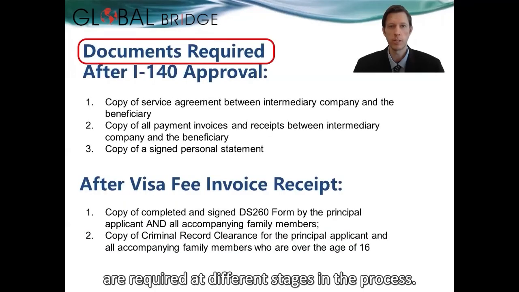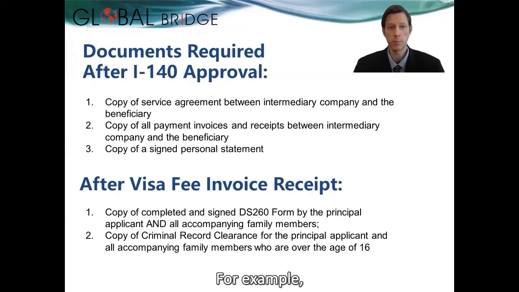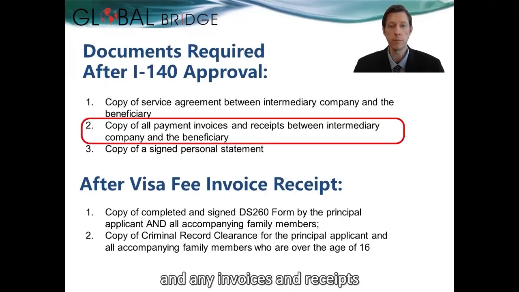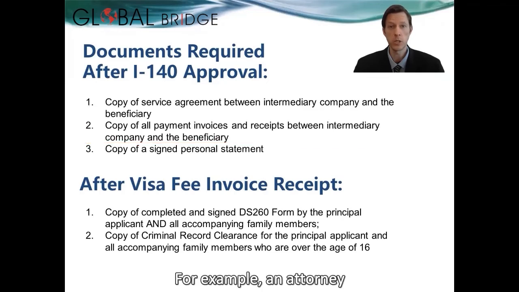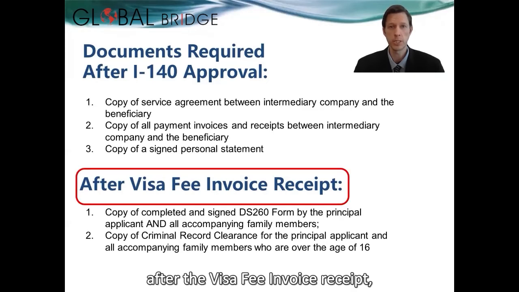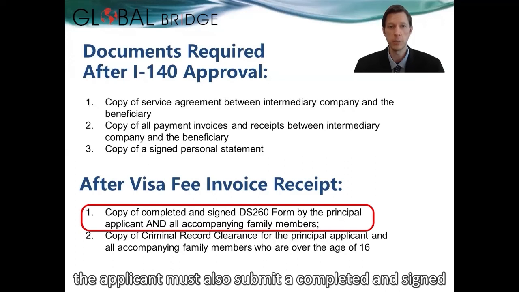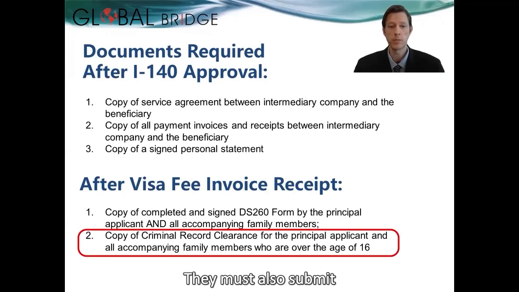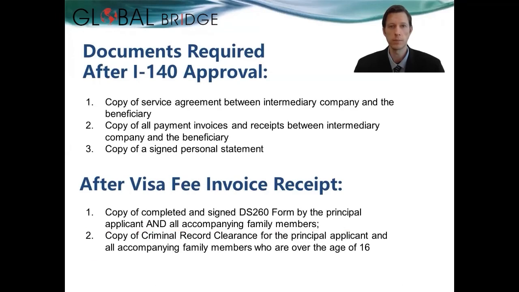Different documents are required at different stages in the process. For example, after the I-140 approval, a copy of the service agreement and any invoices and receipts between the intermediary company, for example, an attorney, and the beneficiary, also known as the applicant, are required. And after the visa fee invoice receipt, the applicant must also submit a completed and signed DS-260 for themselves as well as their family members. They must also submit a criminal record clearance for themselves and any family member over 16 years old.